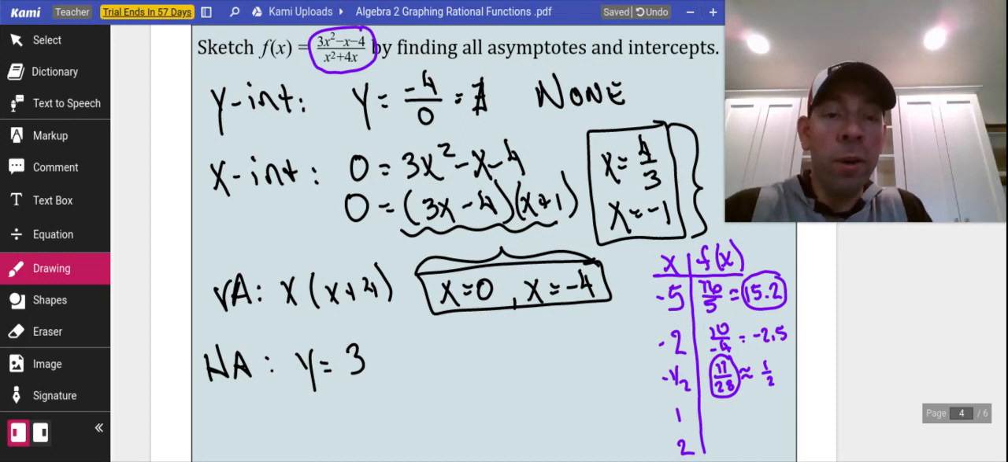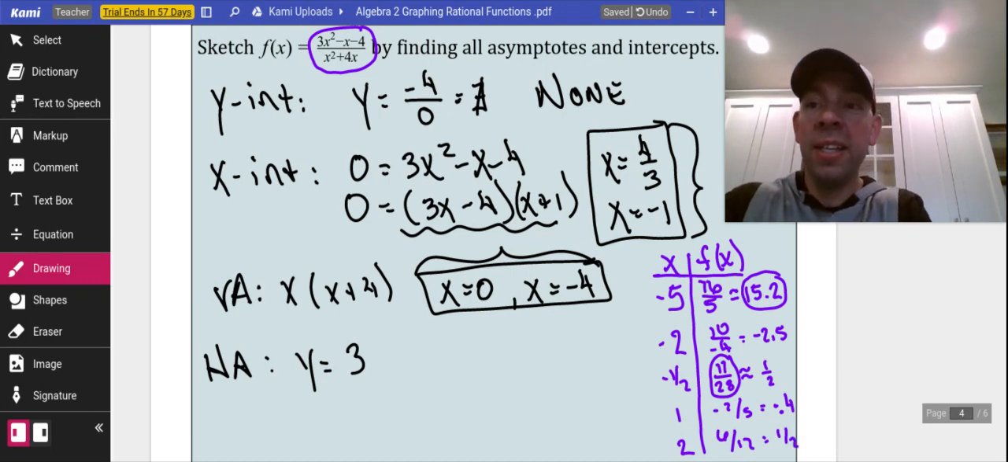Substituting a 1 for x, it looks like it's going to be 3 minus 1 minus 4, which is -2. On the bottom, we get 1 plus 4, which is 5. That's -0.4, so that's going to be below the x-axis or the asymptote. Substituting a 2 is going to make 12 minus 2 minus 4, which is 6. On the bottom, 4 plus 8 is 12. Hey, that's 1/2. That's just a smidge above.